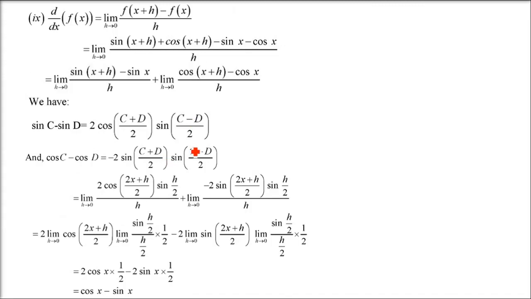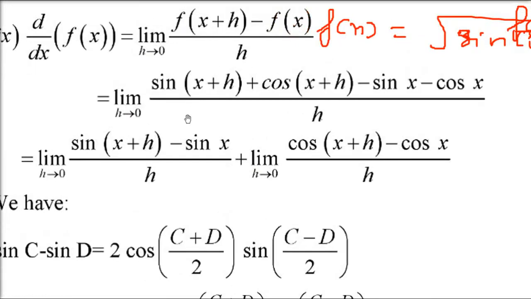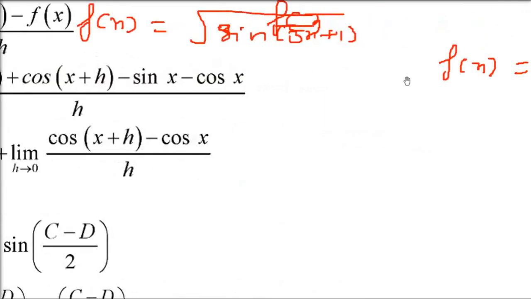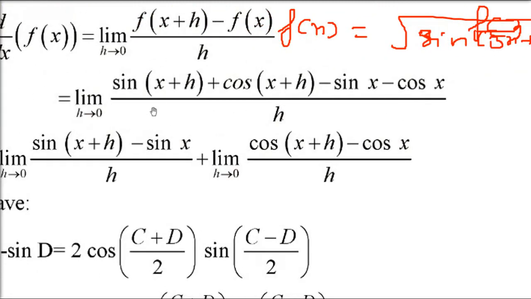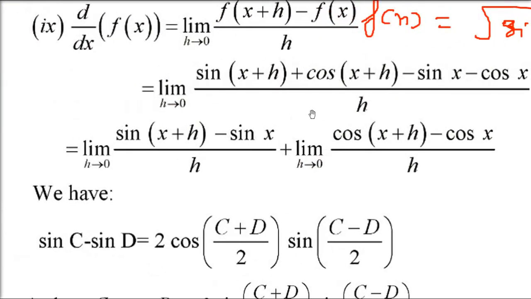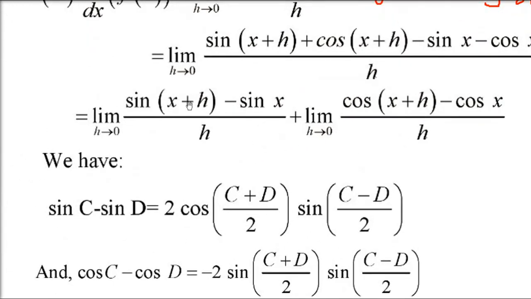Now this is the 9th question. It's sin x plus cos x. It's f(x) is sin x plus cos x. So now just take f(x plus h). And what is f(x plus h)? Sin (x plus h) plus cos (x plus h) and minus f(x). So we have taken negative, so it means subtracted, so minus sin x minus cos x. Now we'll take the sin terms together and the cos terms together, and then we apply the formula sin c minus sin d and cos c minus cos d.